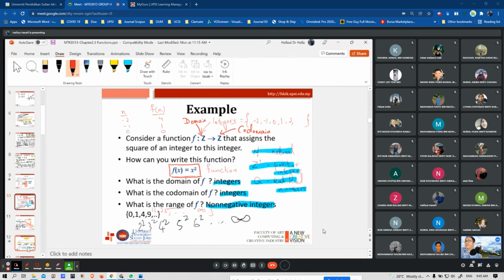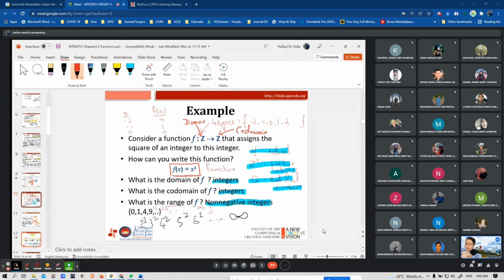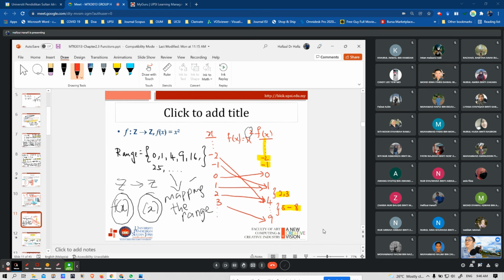And then what is the range of f? It's the non-negative integers, because you map f(x). For example, you have x and then you have f(x) here. Let's say 0 power of 2 is equal to 0, and then we have 1 power of 2 is equal to 1, and then 2 power of 2 is 4, 3 power of 2 is 9, and so on. It's non-negative integers until infinity.